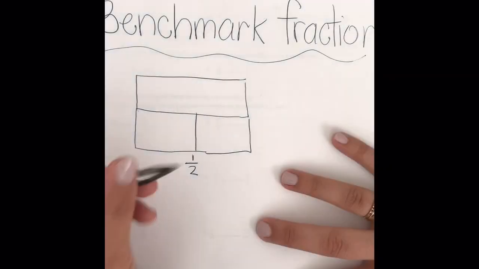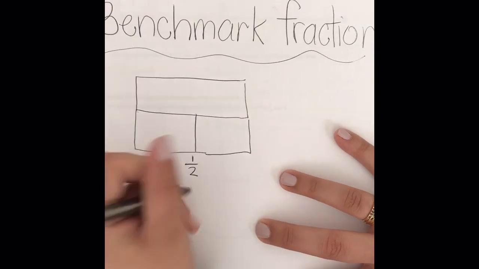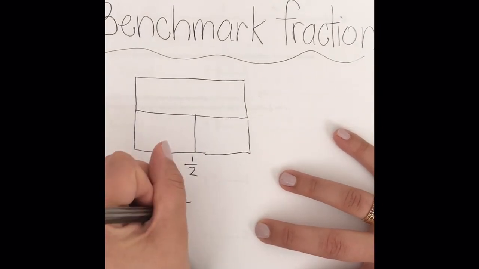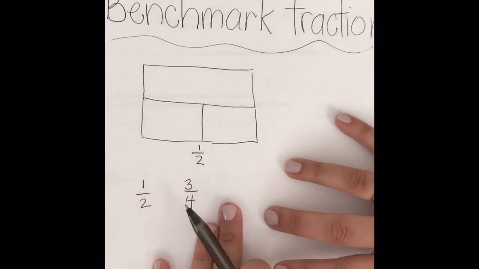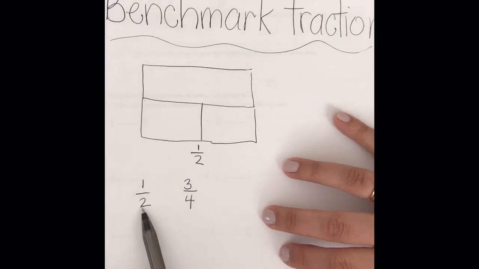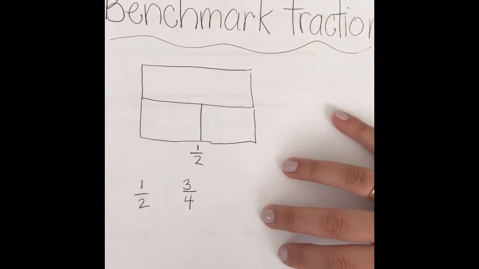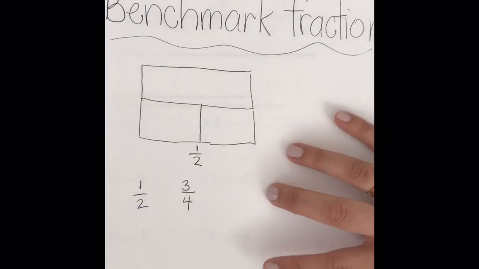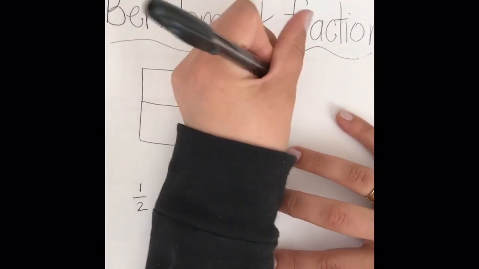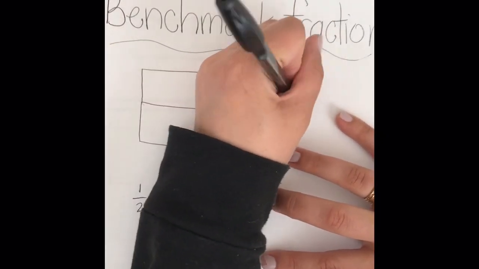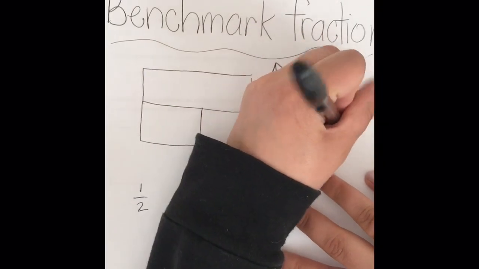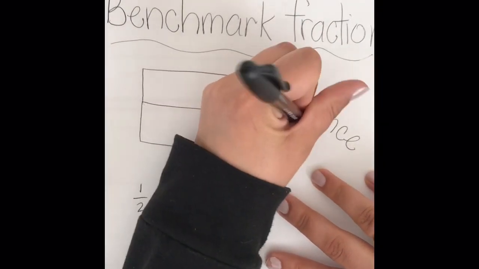So for example, if we were comparing 1/2 and 3/4, we could compare them just by seeing, okay, I know it's bigger than 1/2 or I know it's smaller than 1/2. So it's a reference point. So a benchmark fraction is a way that we can reference how we're comparing to something. So it's a reference point.